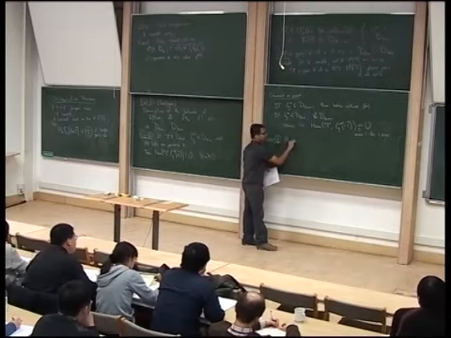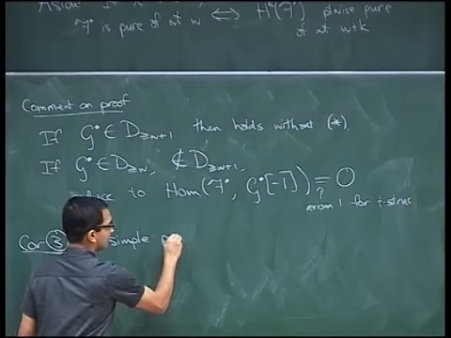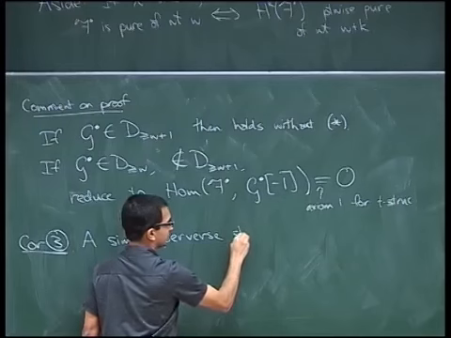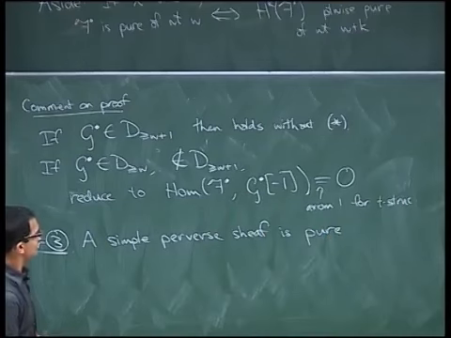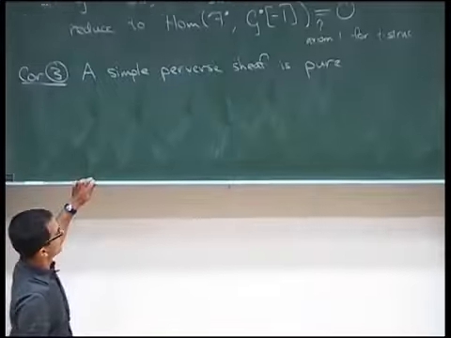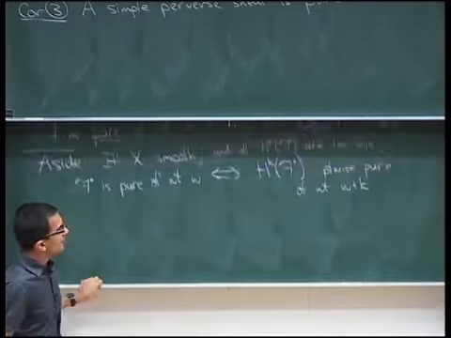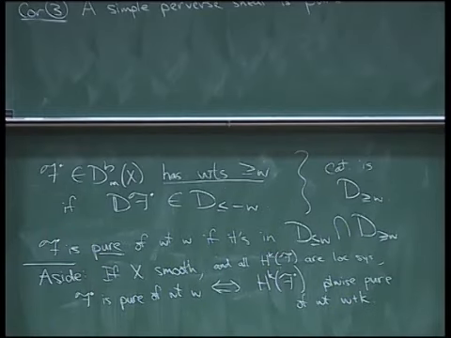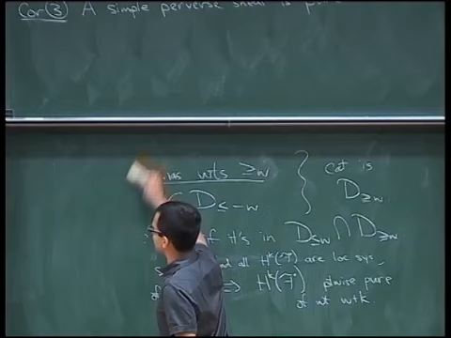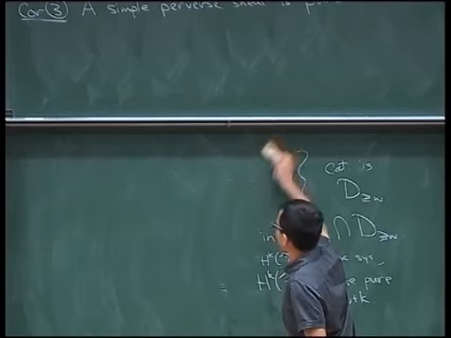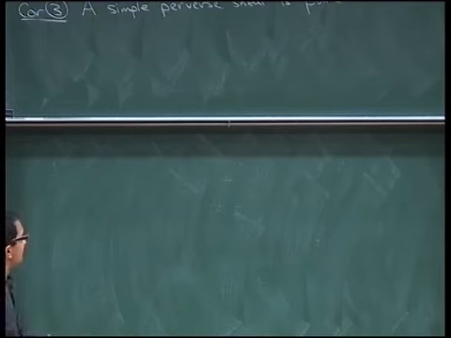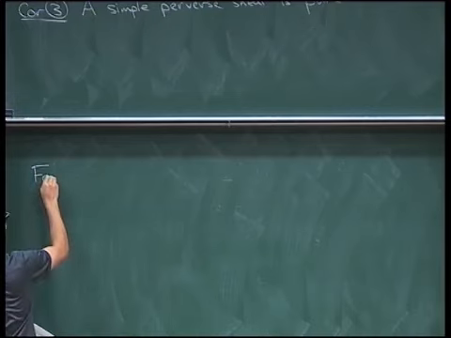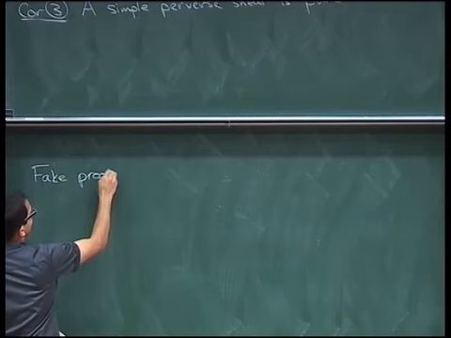A simple perverse sheaf is pure. I'll give you a fake proof of this. This is the kind of proof like, in calculus you sort of prove the chain rule by canceling differentials or something. This is going to be that kind of proof. It's nonsense, but it has some seed of an actual idea in there, which you can sort of fix up into a proof.